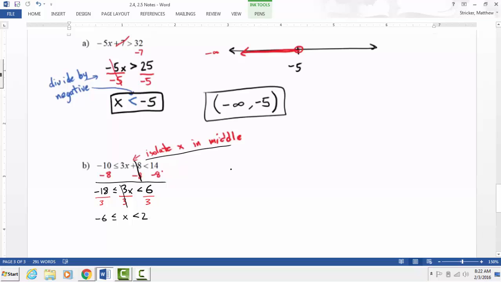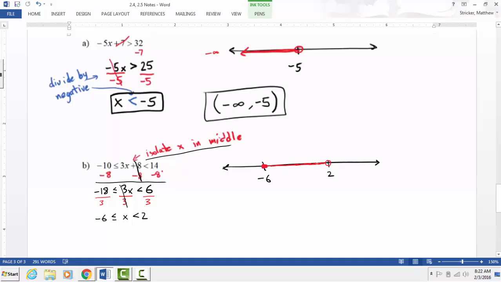Okay, let's graph that on the number line. We put that on the number line. We have -6, and we have 2. And we have to think about whether it's an open circle or closed circle. At -6, it's less than or equal to, so that's going to be a closed circle. And then at the 2, it's just less than 2, so that's an open circle. And x is everything greater than or equal to -6 but less than 2. So it's everything in the middle between those two numbers.